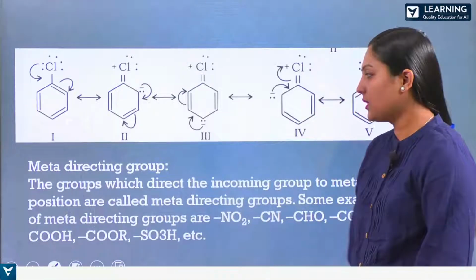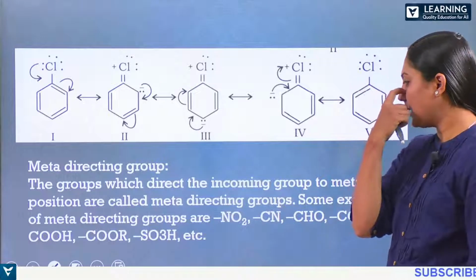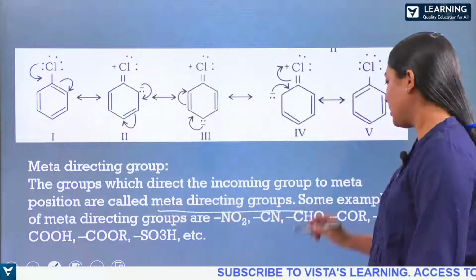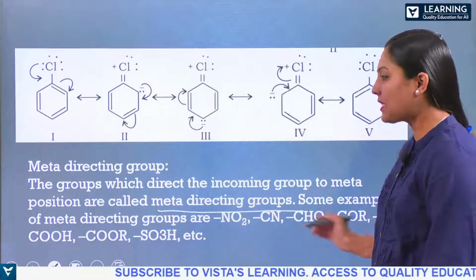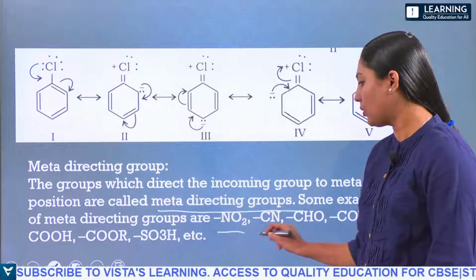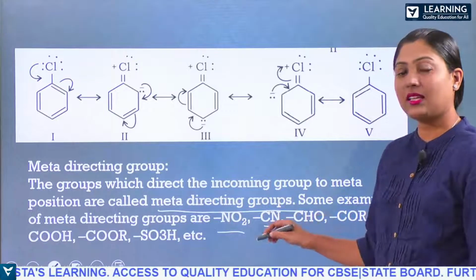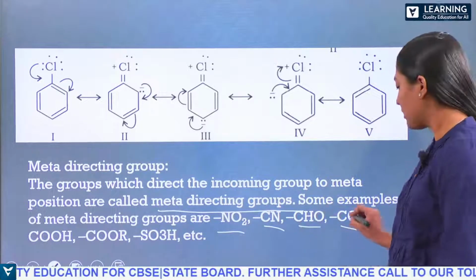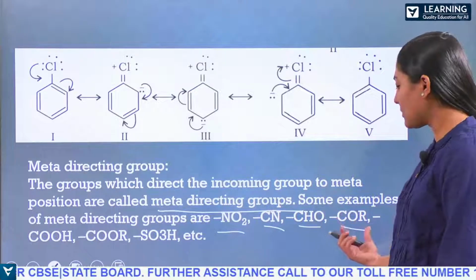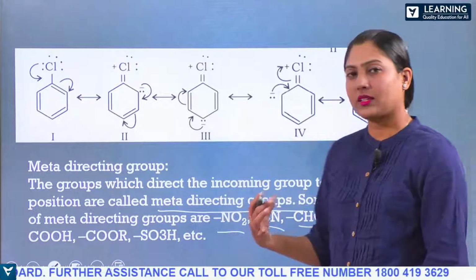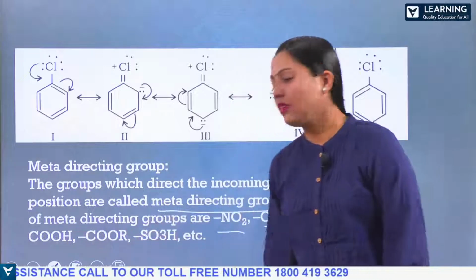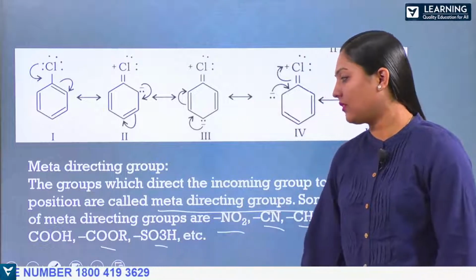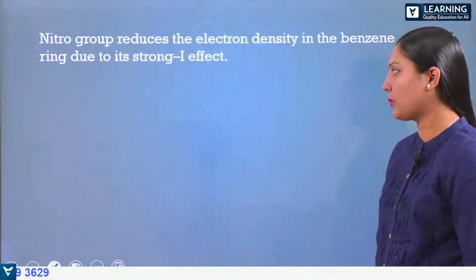Meta directing groups: these groups which direct the incoming group to the meta positions are called meta directing groups. Some examples of meta directing groups are NO2, CN that is cyanide, CHO that is the aldehyde group, COR which comes as an acyl group or you can take it as a keto group. We have the carboxylic group and ester, and we have the sulfonic group and some more.